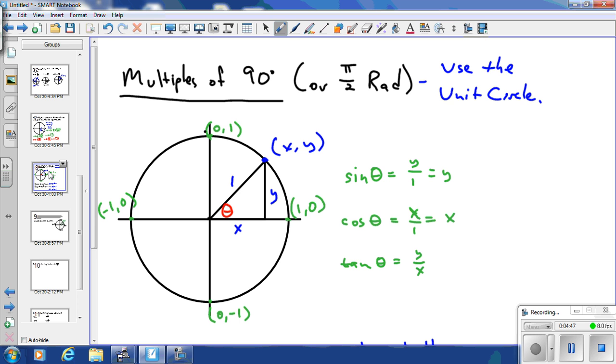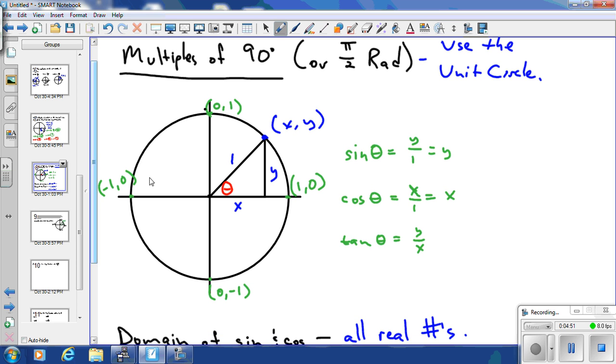Okay, let's go on here. Multiples of 90. The multiples of 90, or pi over 2 radians, are the locations actually on the y or the x-axis. So I've highlighted them here by showing you their coordinates. We're using the unit circle here. Unit circle meaning the radius is 1. So that's how I know this point up here is 0, 1. This is -1, 0. This is 0, -1. And this is 1, 0.